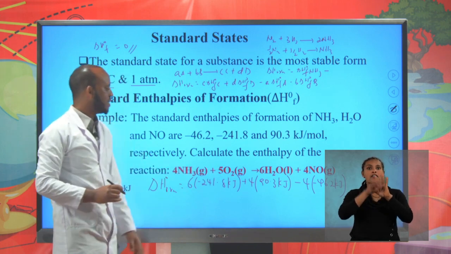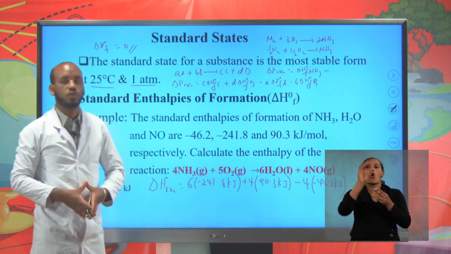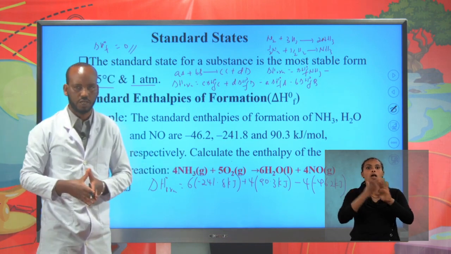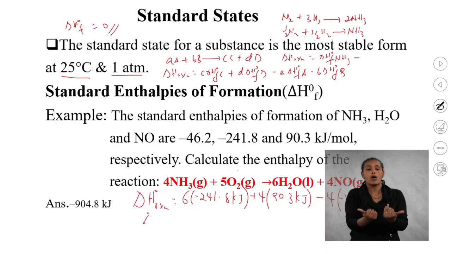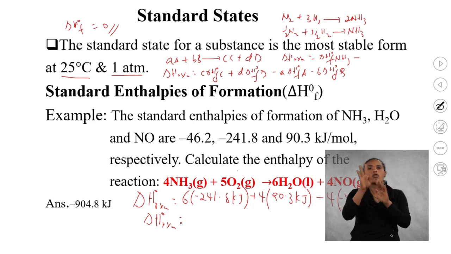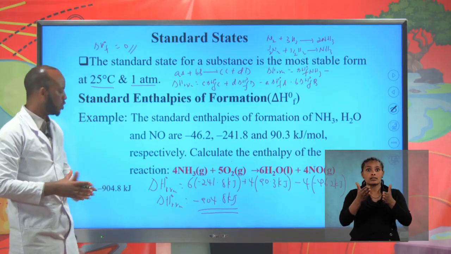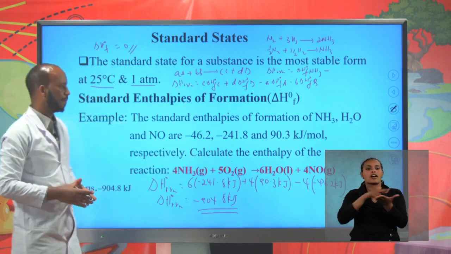Minus 5 times delta H naught formation of oxygen, which is 0, because the standard enthalpy of formation of an element by definition is 0. Now, delta H naught of this reaction equals 6 times minus 241.8 plus 4 times 90.3 kilojoule minus 4 times minus 46.2 kilojoule, which gives minus 904.8 kilojoule. This is the standard enthalpy of this reaction.